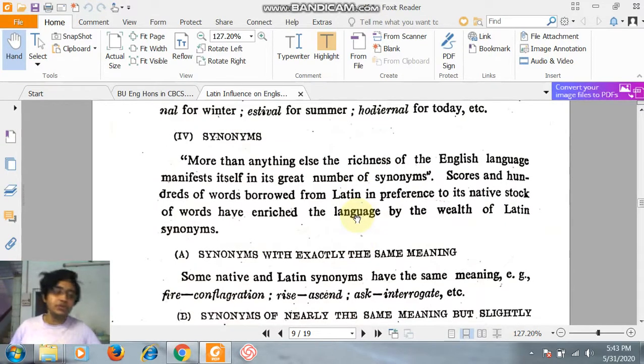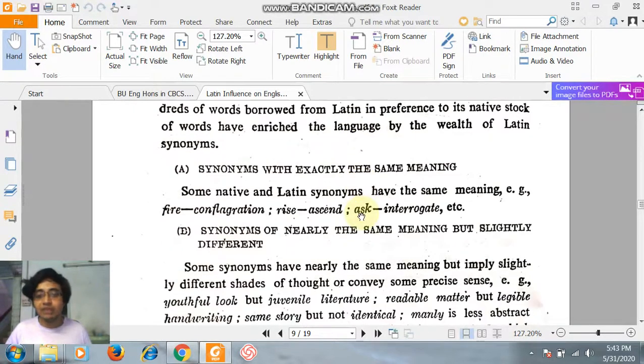Now we will come into the discussion of the synonym. Synonym means where the meaning of the word is almost the same. So more than anything else, the richness of the English language manifests itself in its great number of synonyms. Like amra stock of word or vocabulary boli basically. So some of the Latin words, mane aki, some native words and the Latin words, their meanings are sometimes the same.